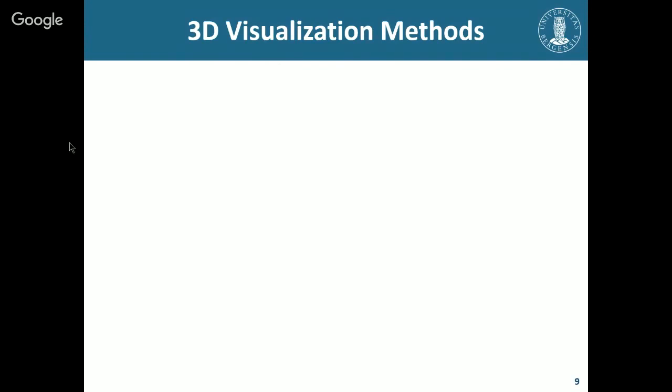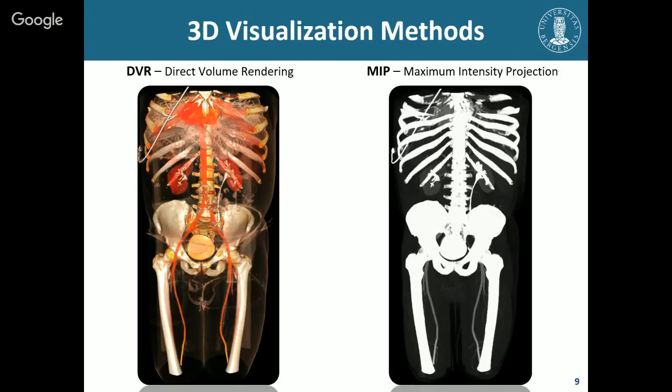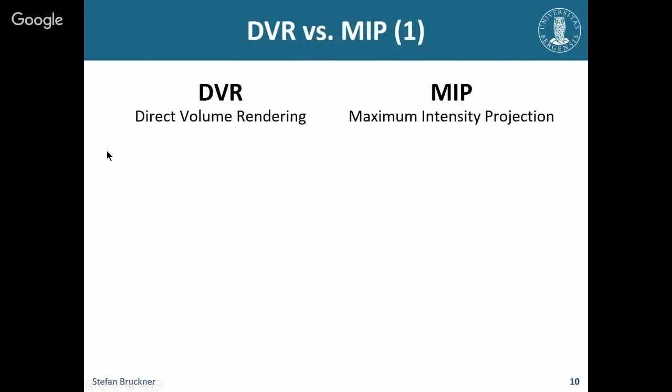One of the common methods that has been used for this purpose is direct volume rendering, and the other method that is quite frequently used in practice is called maximum intensity projection. Here are the images that these methods produce, and you see you get very colorful, nice images for people who like computer graphics from DVR, and rather boring images, for people who like nice images, from MIP. But it turns out that the situation is a bit more complex.